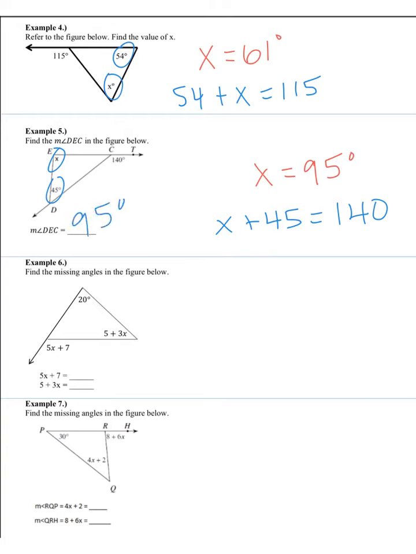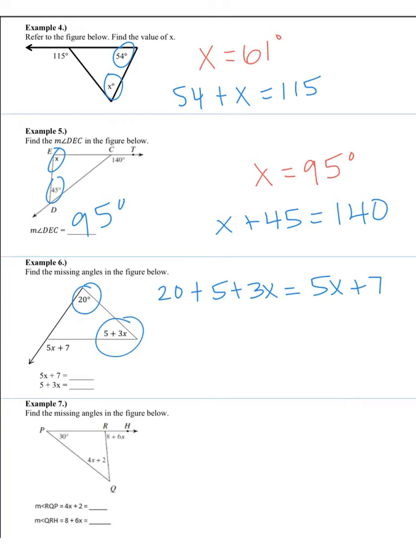All right, number 6, we have some equations here, so this one's a little bit different. So find the missing angles in the figure below. So we have 20 and we have 5 plus 3x. So I'm going to say 20 plus 5 plus 3x equals 5x plus 7. So same concept, I'm setting those two interior angles equal to the outside angle.